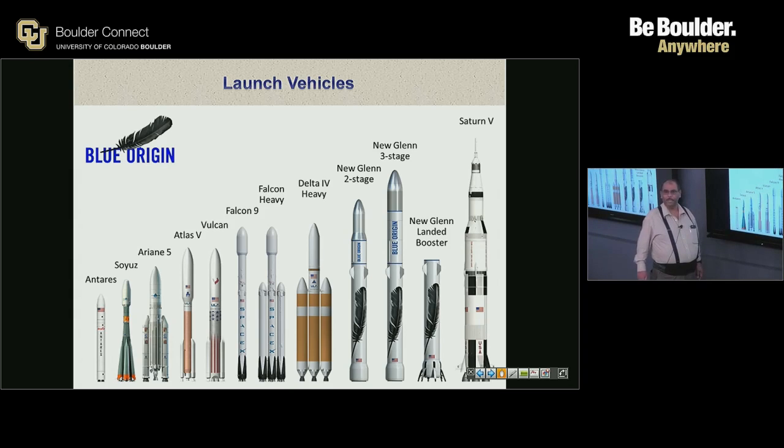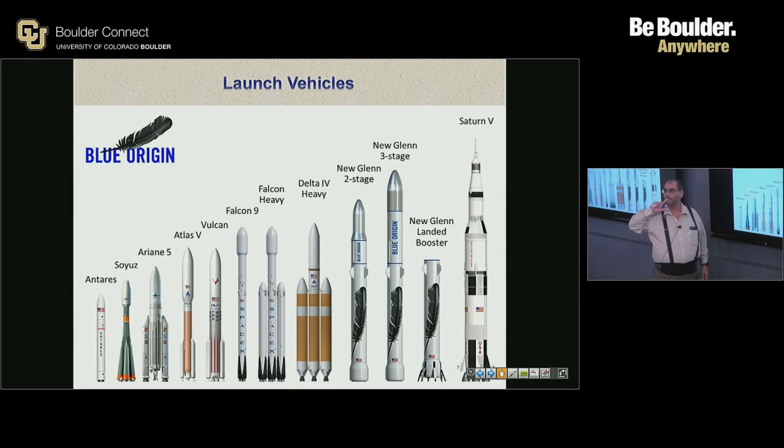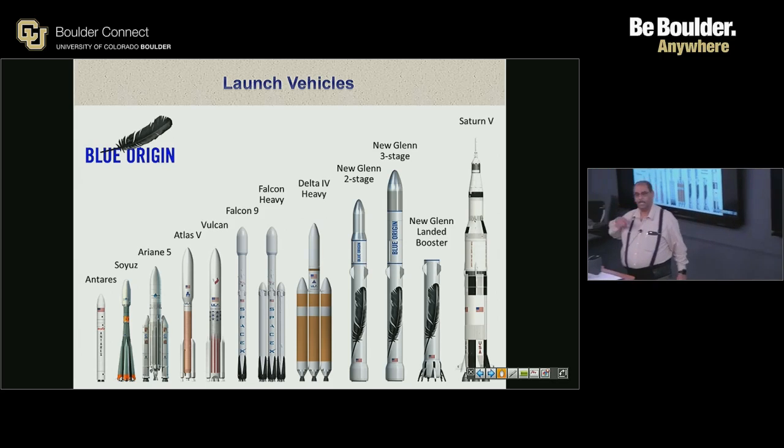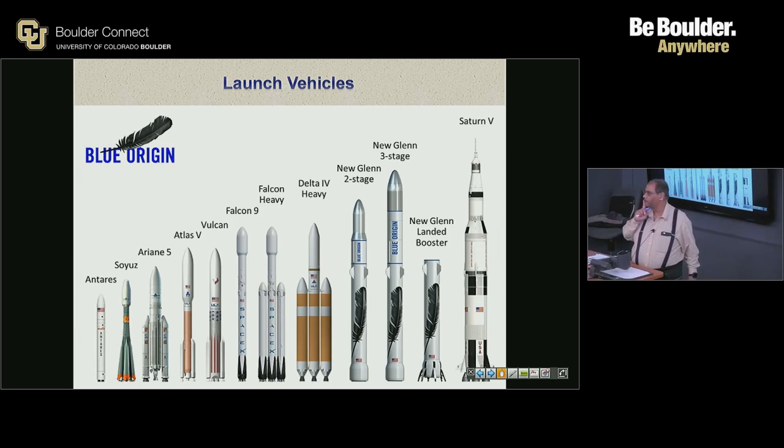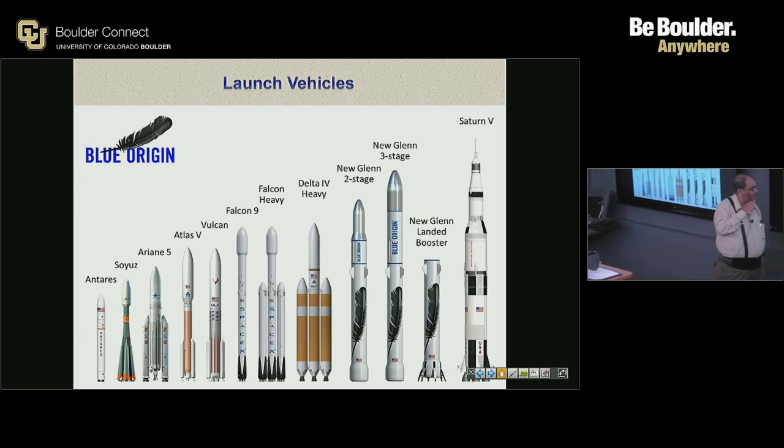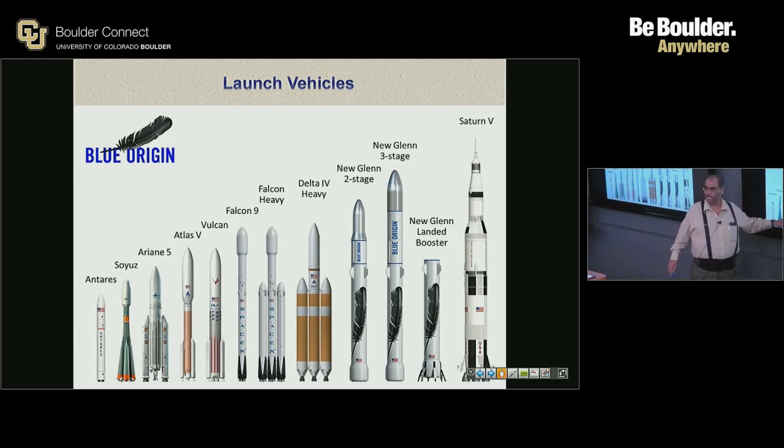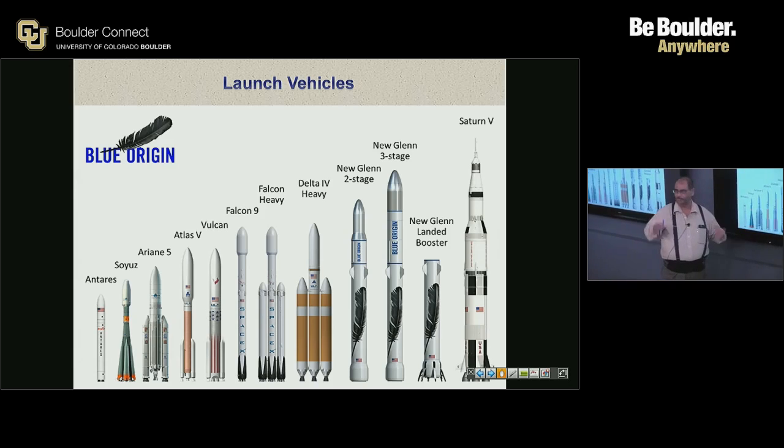Atlas 551. Who has 551? Atlas 551 means 5 boosters, 5-meter fairing, and a single upper stage engine. That's what that means. The simplest version, of course, is Atlas 401. That is just no boosters.